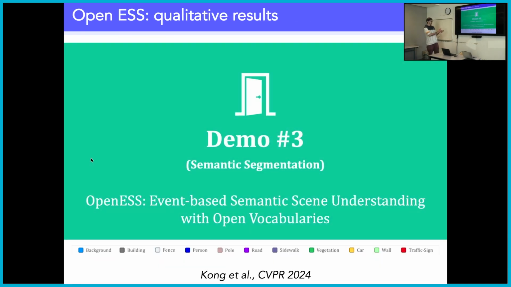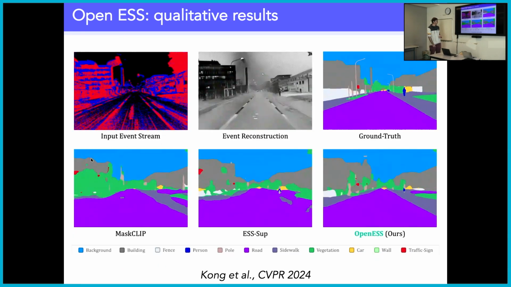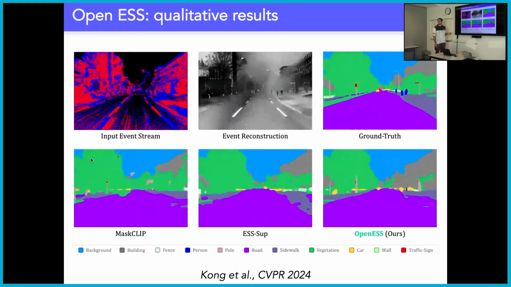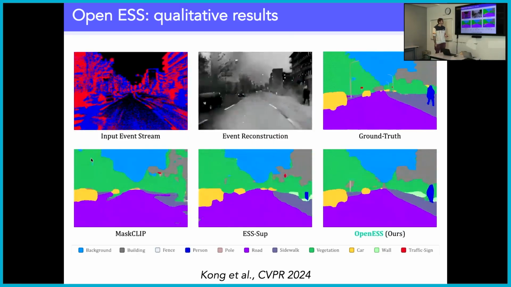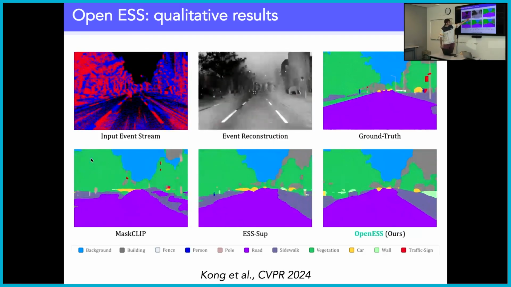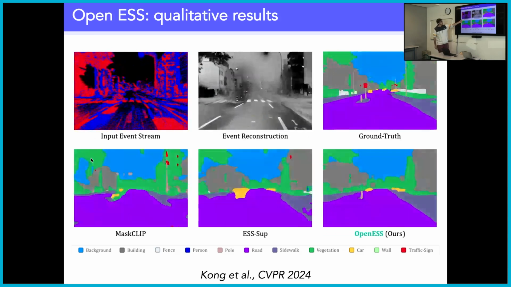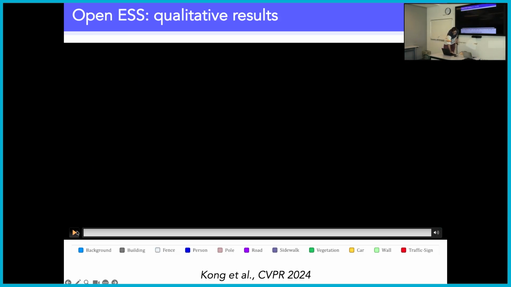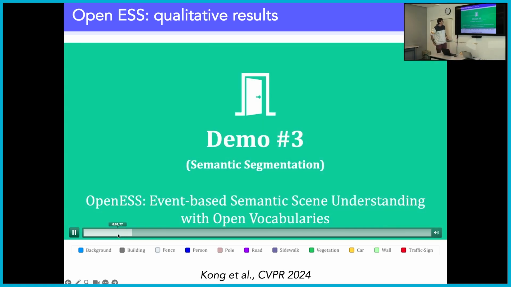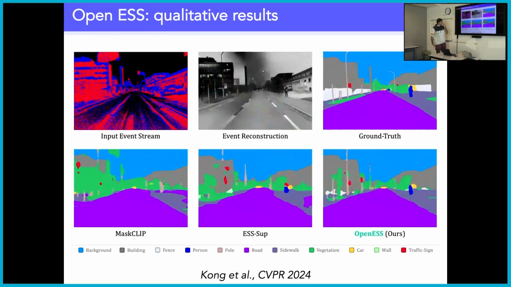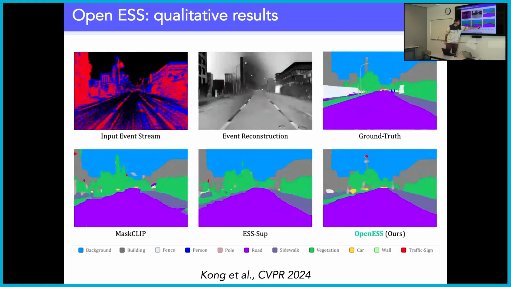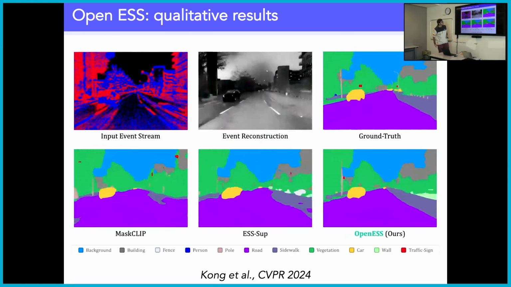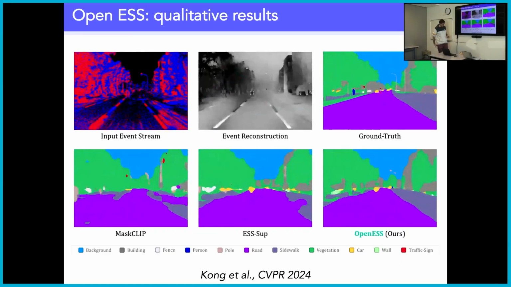Just to show you how it works, this is a video that was done by Lingdong. Here you have the input event stream. In red and blue, you have the increment and decrement of luminance, the image reconstruction from this event stream, and the ground truth labels on the right. Maybe I can show it again. And these are three reconstructions. This is OpenESS, the technique that we developed, and two other techniques. You can see that qualitatively, the results are a little bit better with OpenESS.